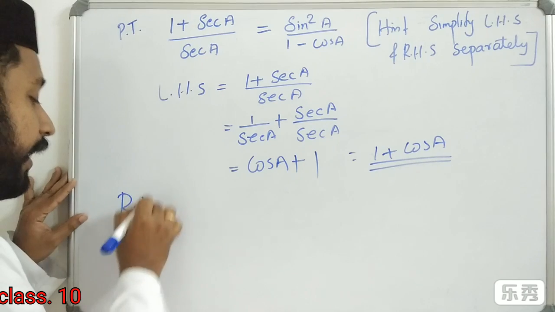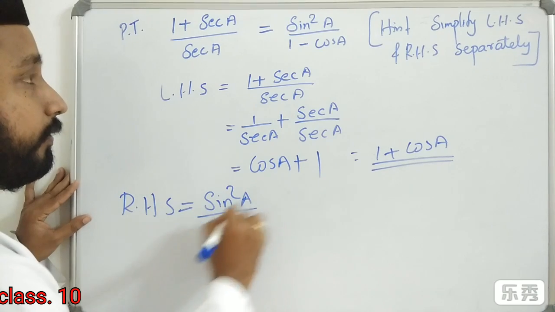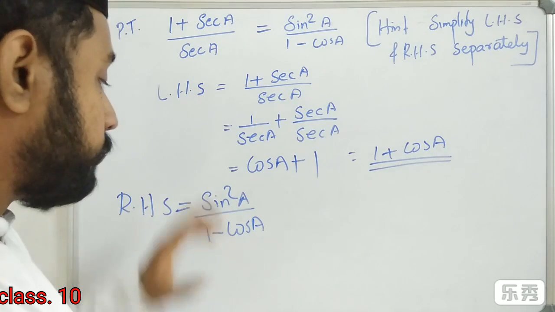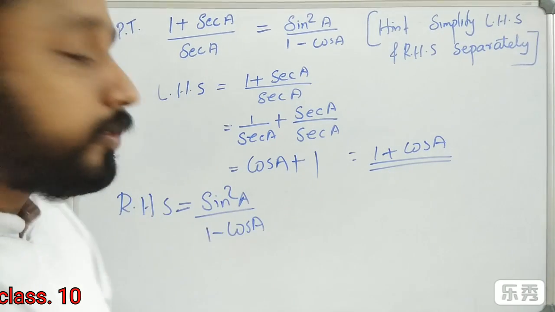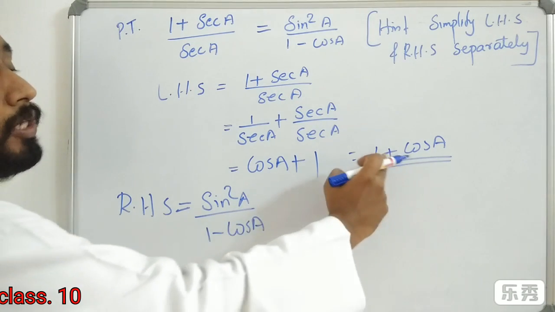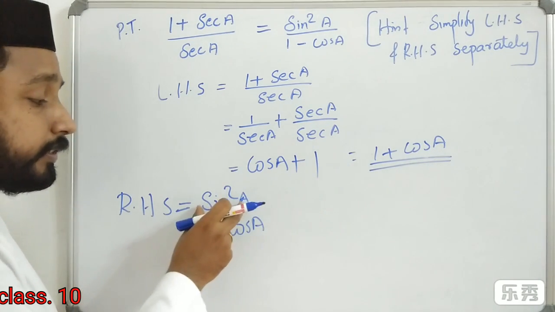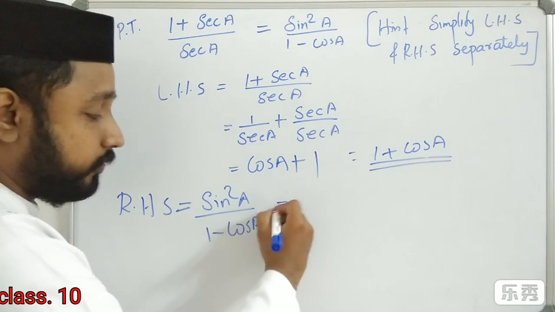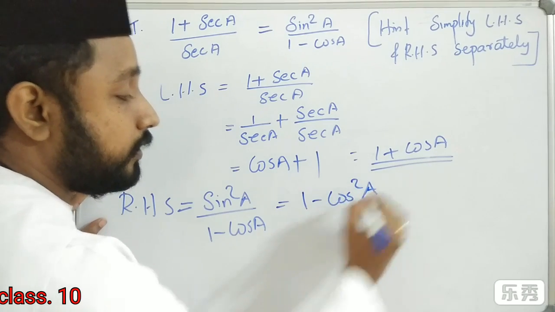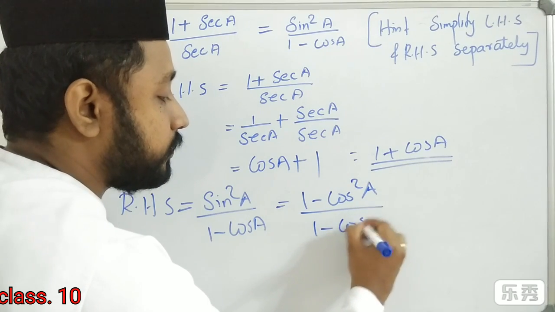Now I am going to take RHS. RHS is equal to sin square A by 1 minus cos A. We have to simplify this and prove that this is equal to 1 plus cos A. So here we got 1 plus cos A, there is only the term of cos. Here sin is there, so we have to change this sin in terms of cos. We know that sin square is equal to 1 minus cos square.